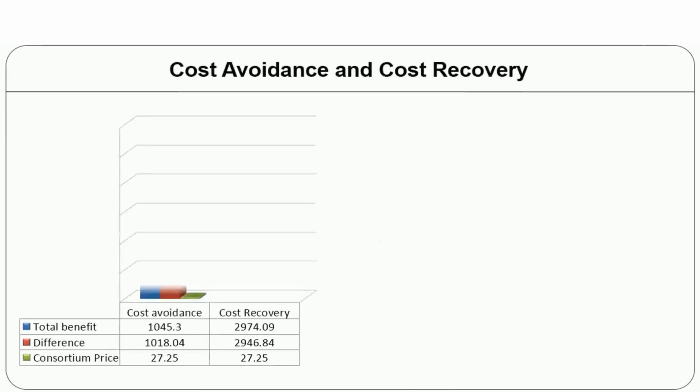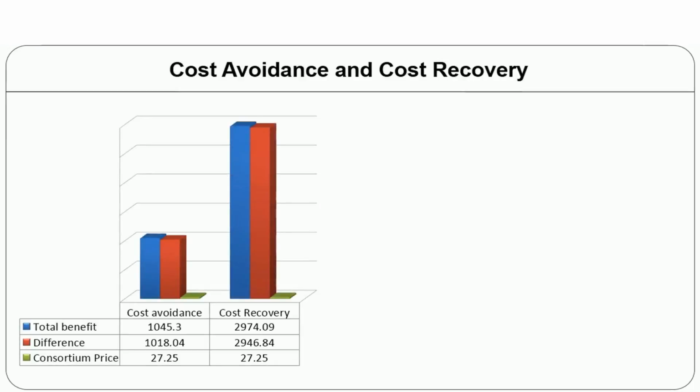Cost avoidance and cost recovery. Cost avoidance on account of lower rates of subscription for the members of the consortium was calculated in terms of the difference between the cost paid by the consortium for member institutions for e-resources and the cost payable by individual institutions in case the resources were subscribed by them on their own.